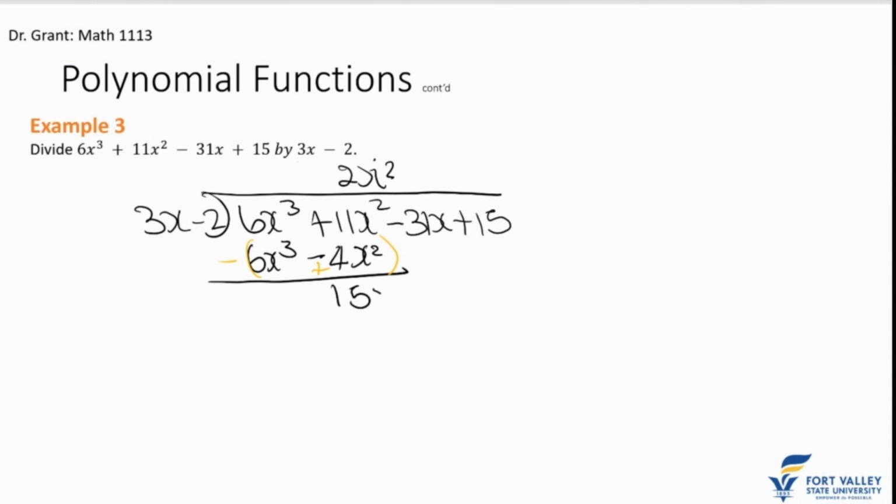So that's going to give me 15x squared. I bring down my 31x. How many times does 3x go into 15x squared? So the 3 goes into 15 5 times. And then x goes into x squared x. Alrighty. And now we multiply. 5x times 3x is going to give us 15x squared. 5 times -2 is going to be -10x.